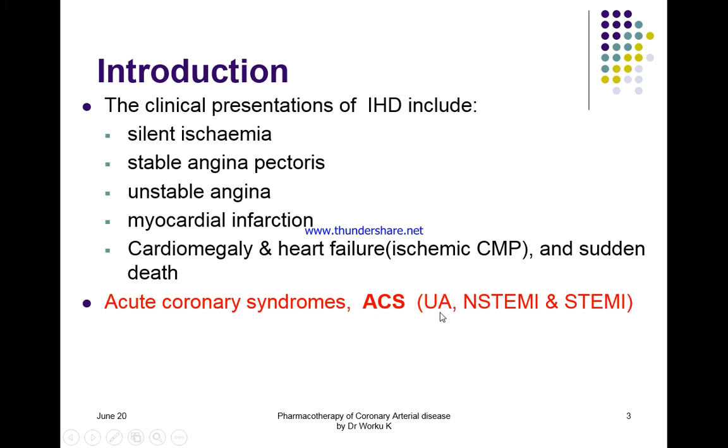includes unstable angina, non-ST elevated myocardial infarction, and ST elevated myocardial infarction. So three of the spectrum of ischemic heart disease, that is unstable angina, non-ST elevated myocardial infarction, and ST elevated myocardial infarction, are grouped under ACS, acute coronary syndrome. We'll see what acute coronary syndrome is later on.